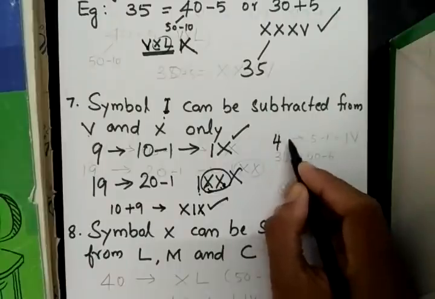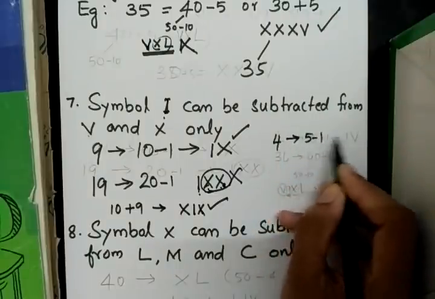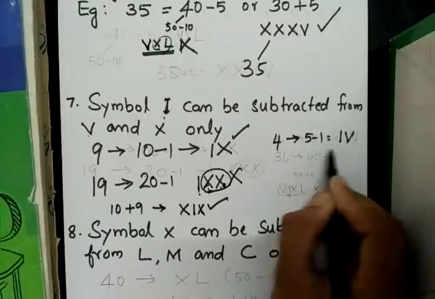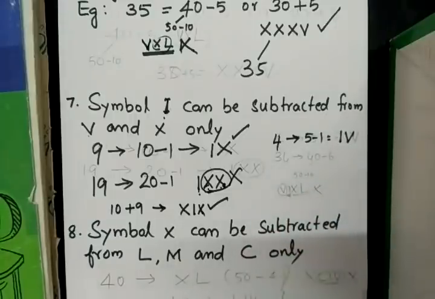Again, 4 can be written as 5 minus 1. So that is 5, and 1 is on the left. 4 is 5 minus 1. This is the next rule. And the last rule is that the symbol X can be subtracted from L, M and C only. That is, X can be written just left of L, M and C only, not other numbers.